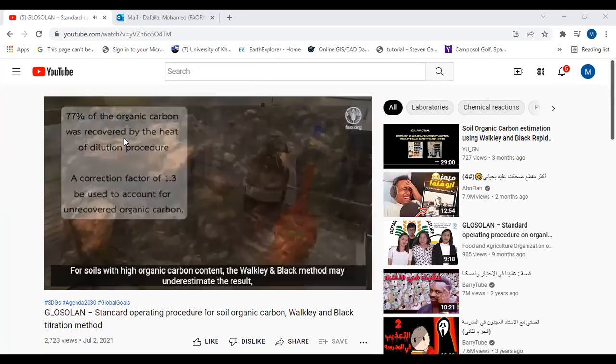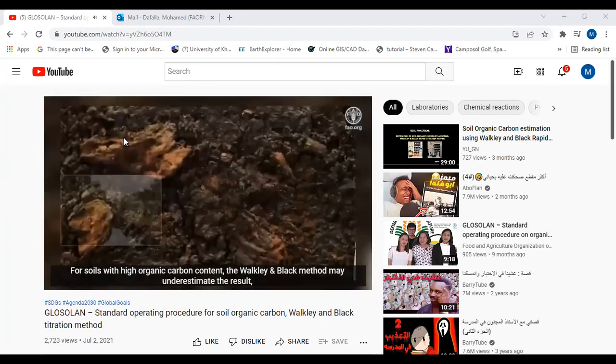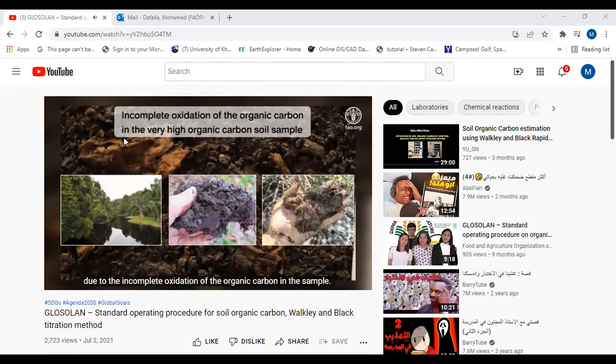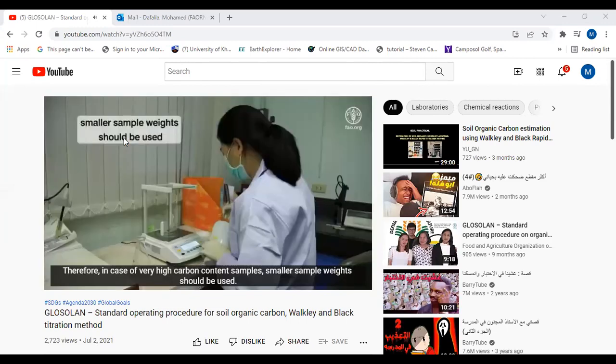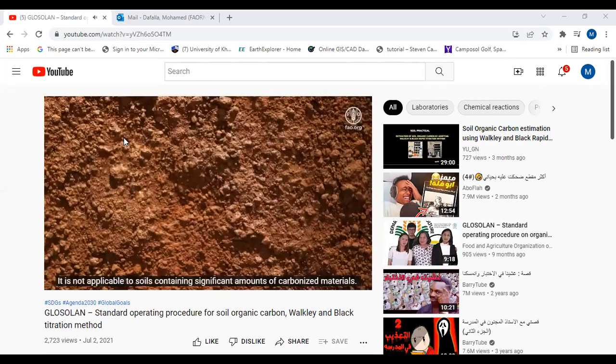For soils with high organic content, the Walkley method may underestimate the result of the organic carbon in the sample. Therefore, in case of samples with very high carbon content, smaller sample weights should be used. This method is for the determination of organic carbon in soils. It is not applicable to soils containing significant amounts of carbonized materials.